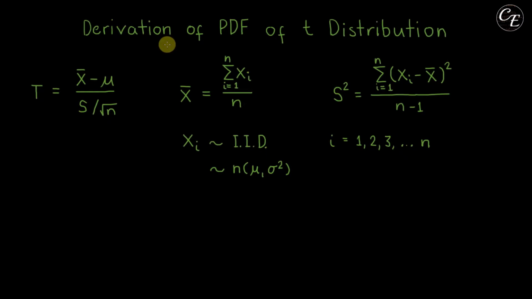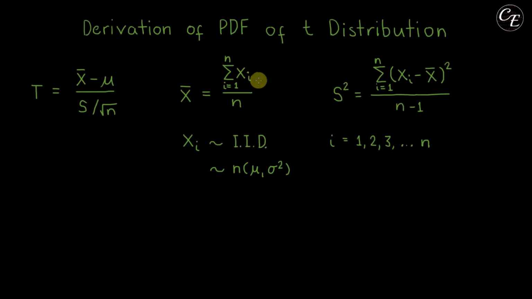Hello everyone, in this video I'm going to show you how to derive the probability density function, or PDF, for the t-distribution. The random variable for this t-distribution has this formula: the sample mean minus the population mean over the sample standard deviation over square root of n, where the sample mean has this formula, and the sample standard deviation has a formula, square root of this.